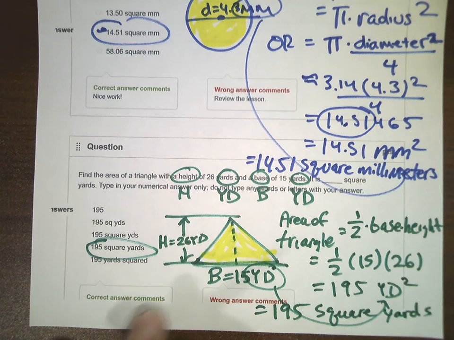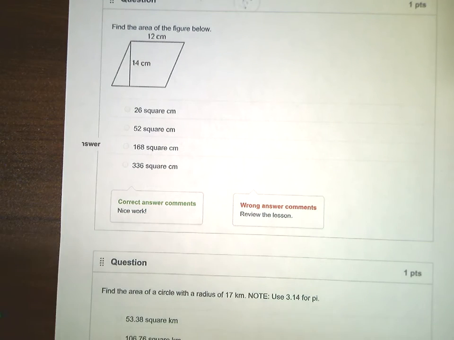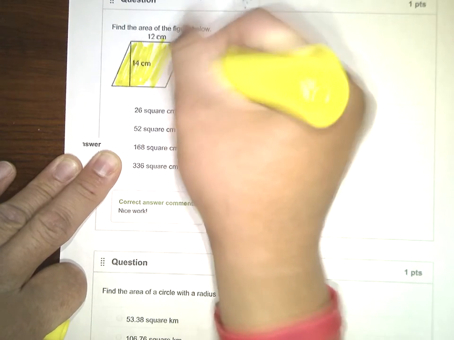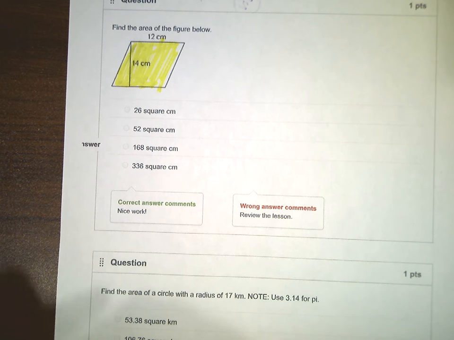All right, so we have just a few more to go here. So let's find the area of the figure below. So remember, area is the space enclosed inside of a figure. So this is actually what we call a parallelogram. All right. So how are you going to find the area of this parallelogram? Well, it's just base times height.